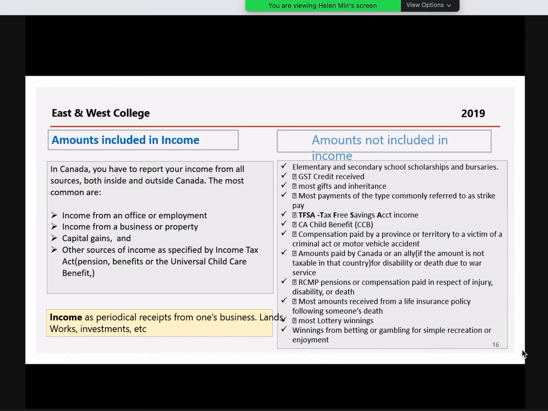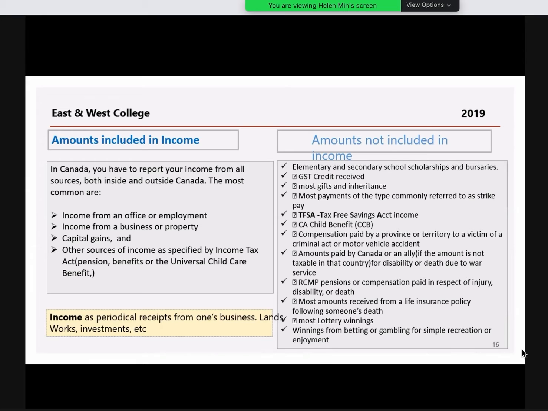Most lottery wins. Keep in mind, in Canada you don't need to pay tax on them. But for some countries, I believe they do, at least in China. In China, you need to pay tax on lottery wins. If you win 1 million, they subtract the tax, so you probably only get 900-something thousand. They deduct the tax at source. So in Canada, lottery wins are not taxed.